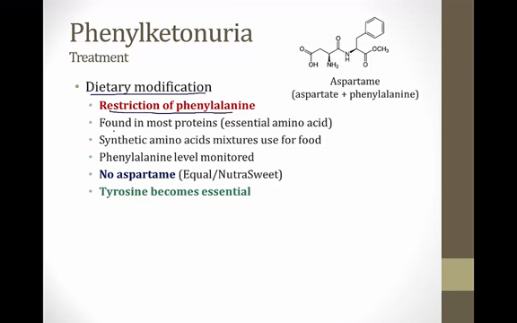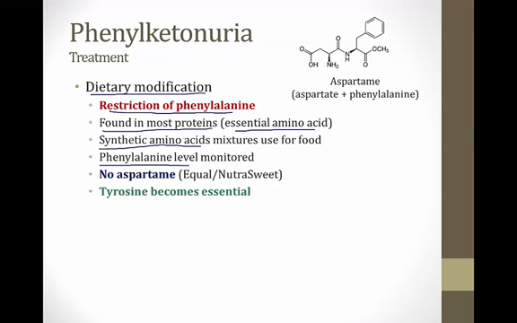Now, unfortunately, phenylalanine is found in most proteins. It's an essential amino acid. So there are synthetic amino acid mixtures which are made just for children with PKU. You can actually monitor a phenylalanine level in the plasma of children with PKU to make sure they're not getting too much in the diet.